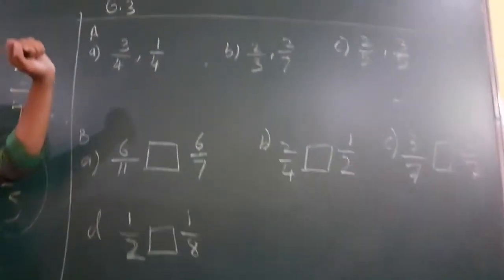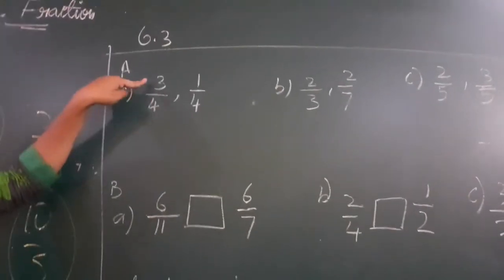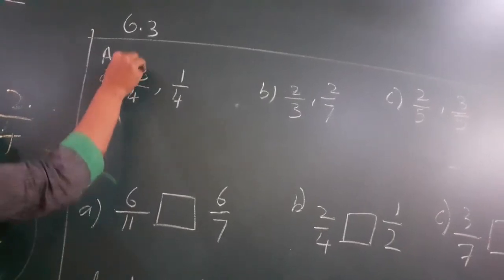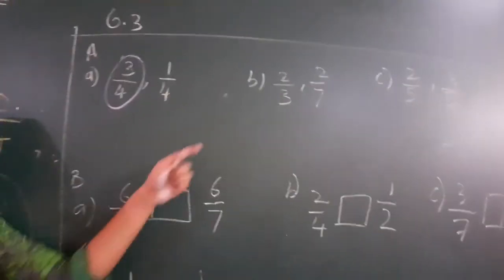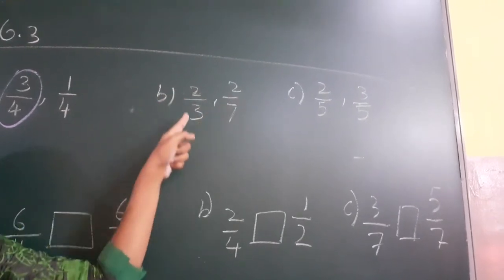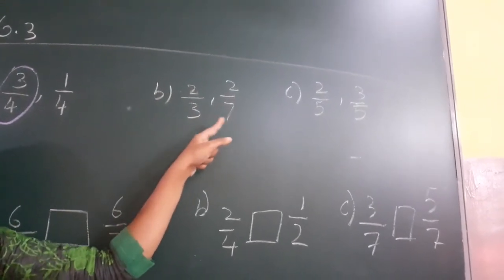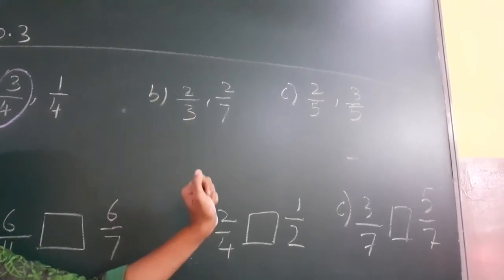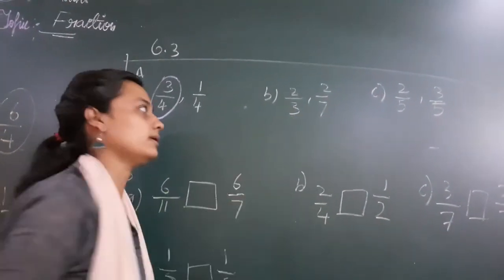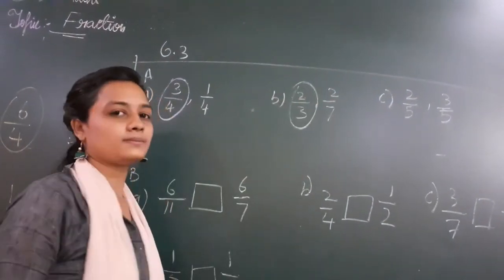Circle the biggest in this. Which is bigger? Numerator, no? Normal numbers. Which is bigger in this? 3 by 4. Now go for the next one, B1. In this the numerators are same. So I should check the denominator. When I want to check the denominator, which is the bigger one I should circle? Which is having the less denominator number. So this is my bigger number.